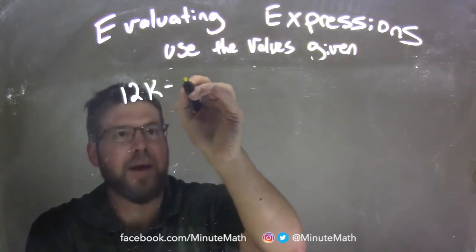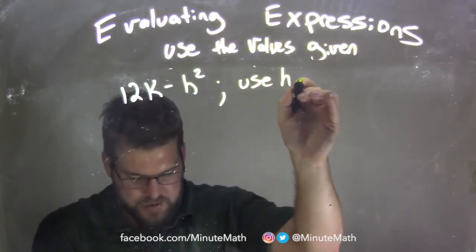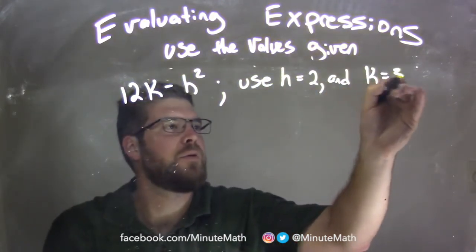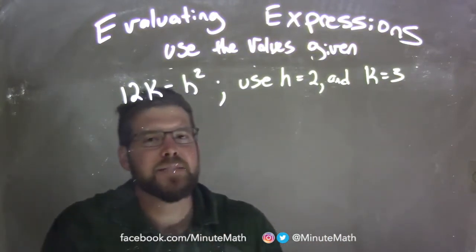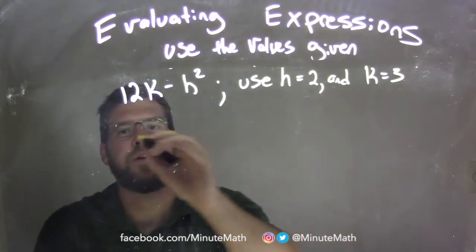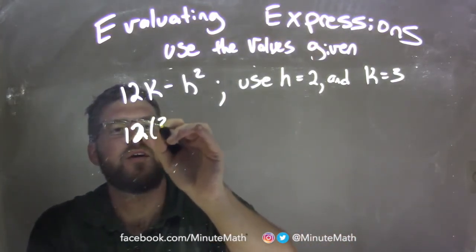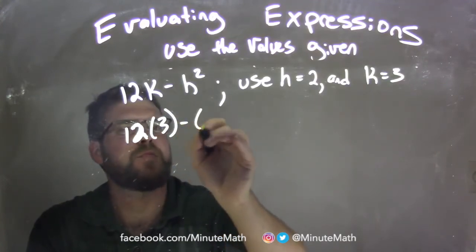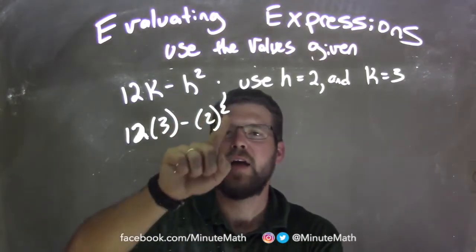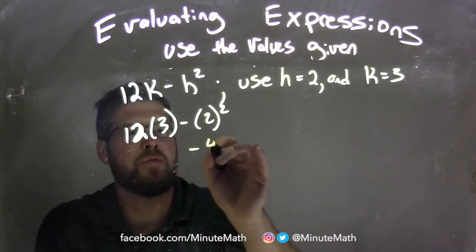12k minus h squared, and we want to use h to be 2 and k to equal 3. Well, now we need to substitute in first. h is 2, so wherever we see an h, we see a 2, and k is 3. So 12 times 3, which is k, minus h, which is 2 squared. Well, now multiplication and exponents we have to deal with, with subtraction in the middle. So 2 to the second power is 4, right?